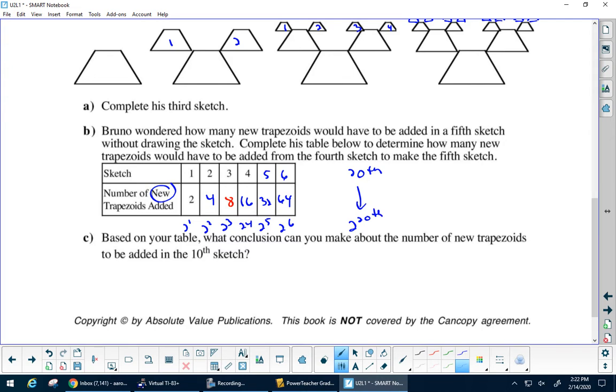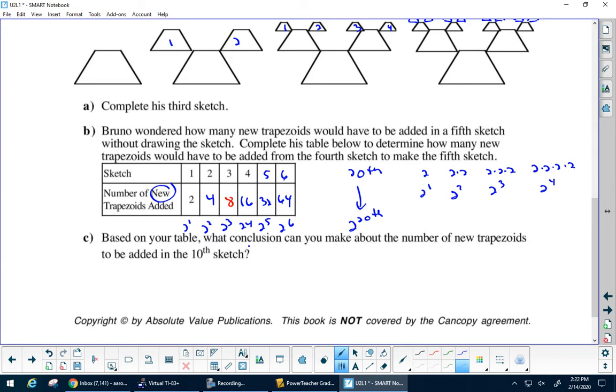Because it keeps doubling, right? So you got 2, and the next one's 2 times 2. The next one's 2 times 2 times 2. The next one's 2 times 2 times 2 times 2. So that's how you get 2 to the 1, 2 to the 2, 2 to the 3, 2 to the 4, right?